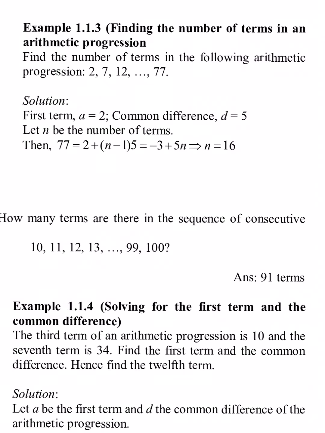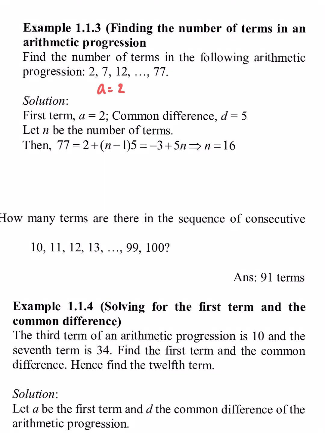Now we look at this example 1.1.3. We want to find the number of terms in the following AP: 2, 7, 12, ..., 77. So how do we approach such questions? The first step is to identify the first term. Clearly, the first term, a, is equal to 2.